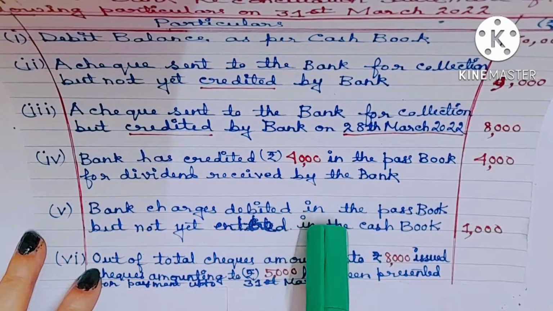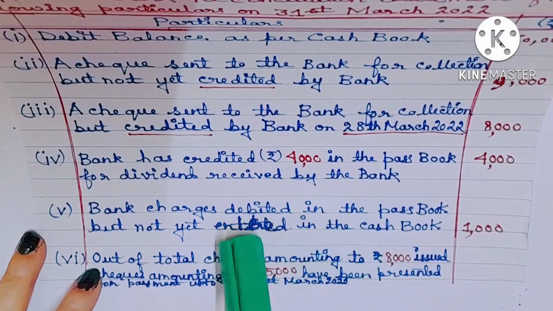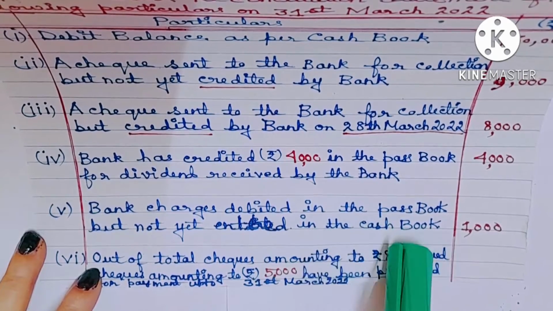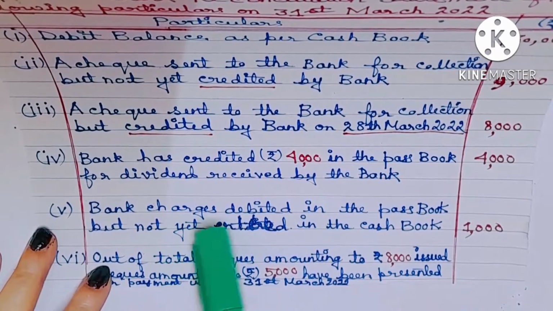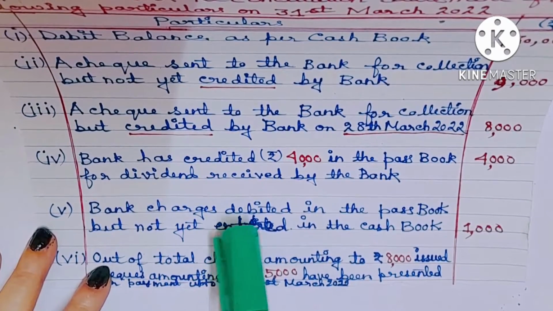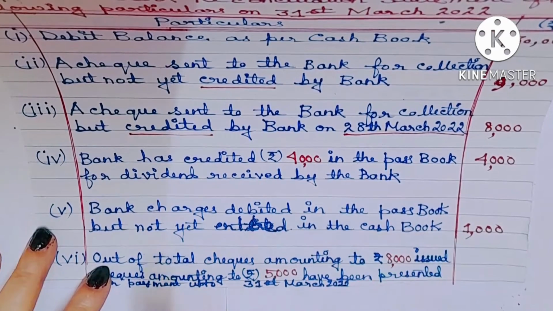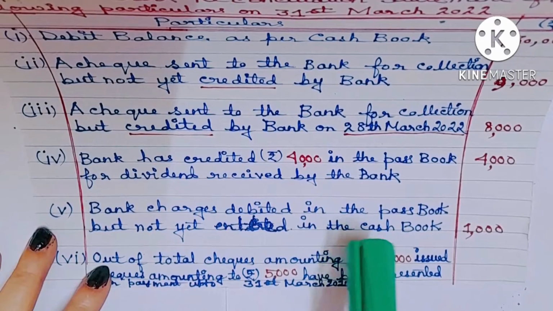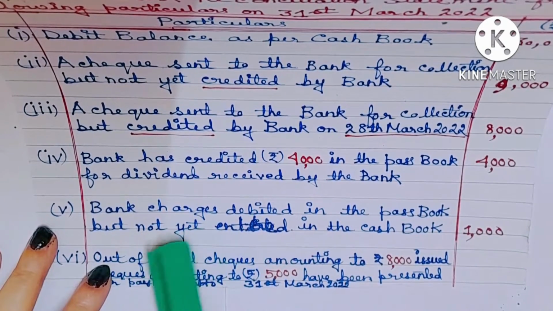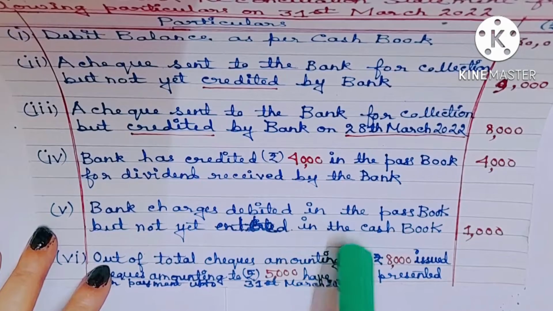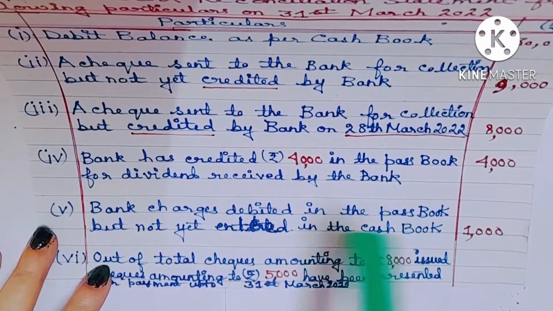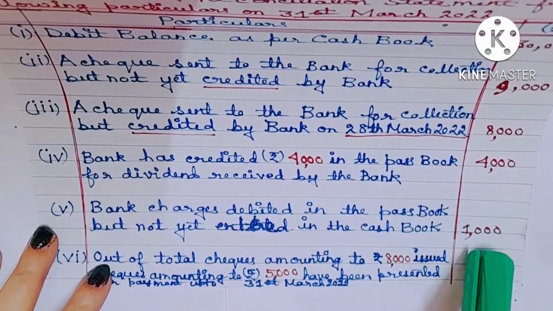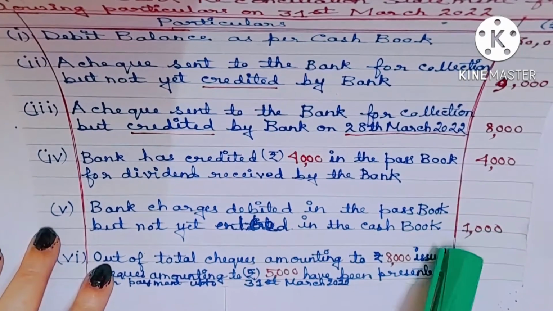Debited by bank or debited in the passbook refers to money withdrawal from the bank account, or money is taken out of the bank account, or money is deducted from the bank account. Okay? Bank charges means this is an expense. So bank has deducted rupees 1,000, or bank has recorded in the withdrawal column or debit column of the passbook. Bank charges debited or recorded in the debit column or withdrawal column in the passbook, but not yet entered or recorded in the cash book. Rupees 1,000. But should we add or deduct this transaction?